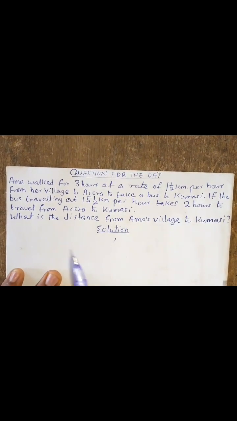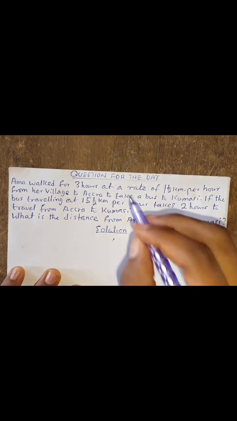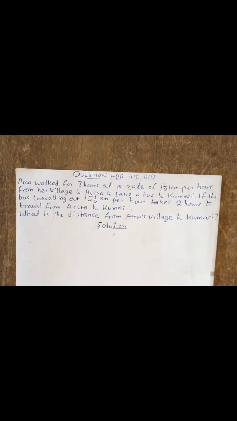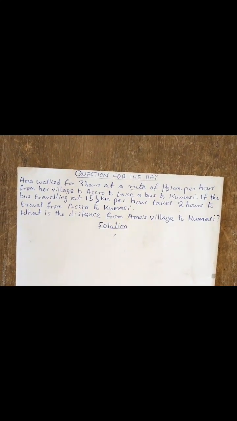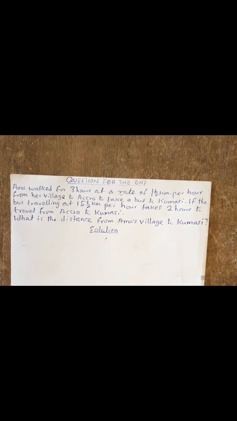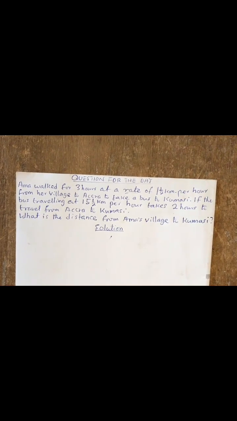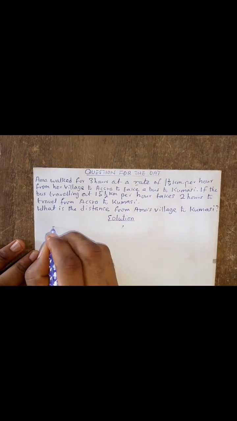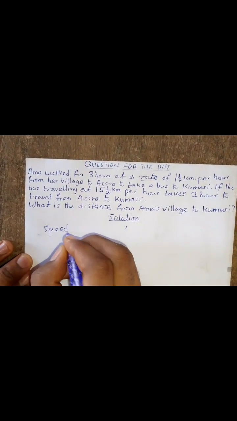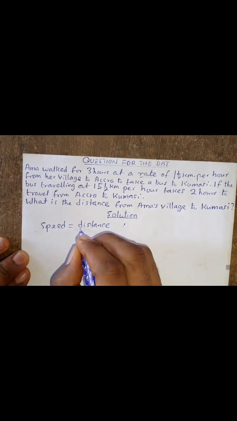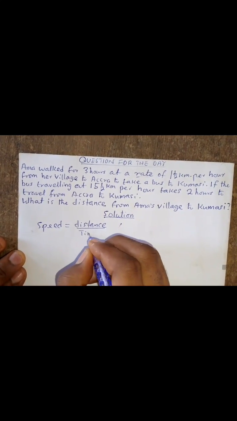Alright, so at the first place, since they mentioned rate, it means we are talking about speed. People always get confused about speed and velocity. Speed is a scalar quantity, whilst velocity is a vector quantity because it has both magnitude and direction. So here we are talking about speed. So speed is equal to distance out of time taken.